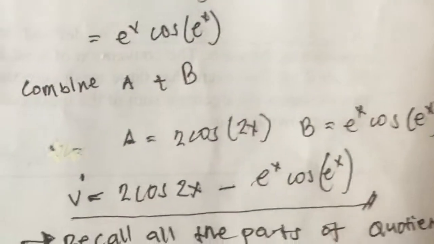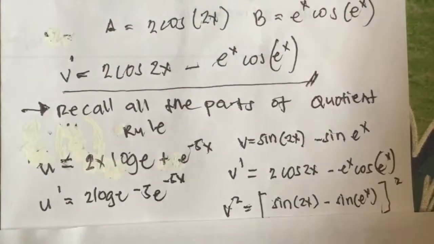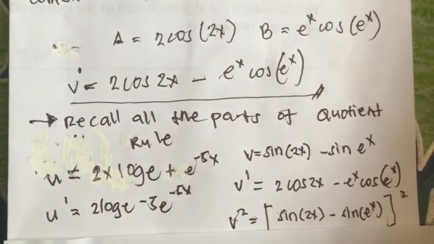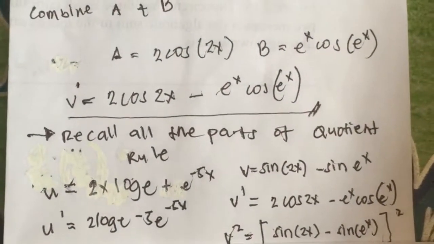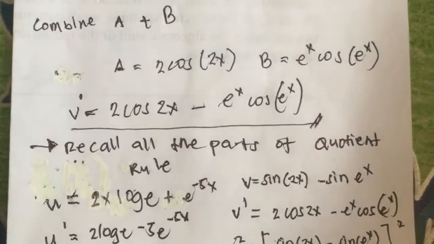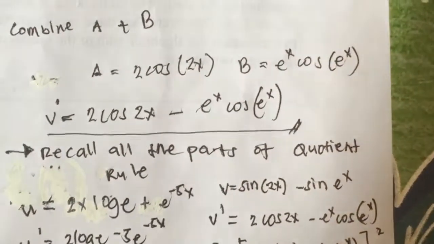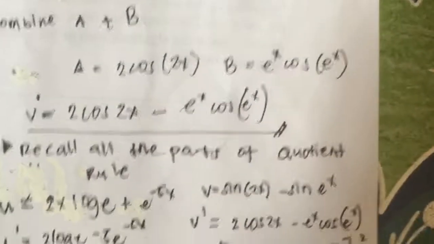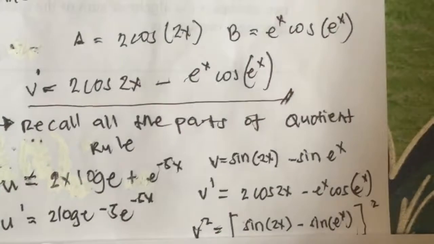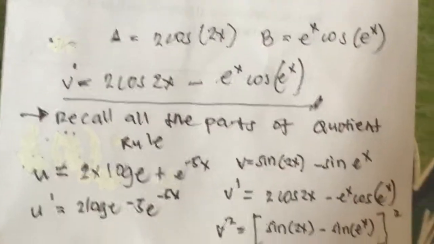is equals to 2 cos 2x minus e to the x cos of e to the x, and then recall all the parts of the quotient rule. We have already the u, the v prime, u prime, v, and v squared, which is 2x log e plus e to the power of negative 5x, that's u, and u prime is 2 log e minus 5e to the power of negative 5x, and v equals sin 2x minus sin of e to the power of x. V prime is 2 cos 2x minus e to the power of x cos of e to the power of x, and v squared is just the square of the v.